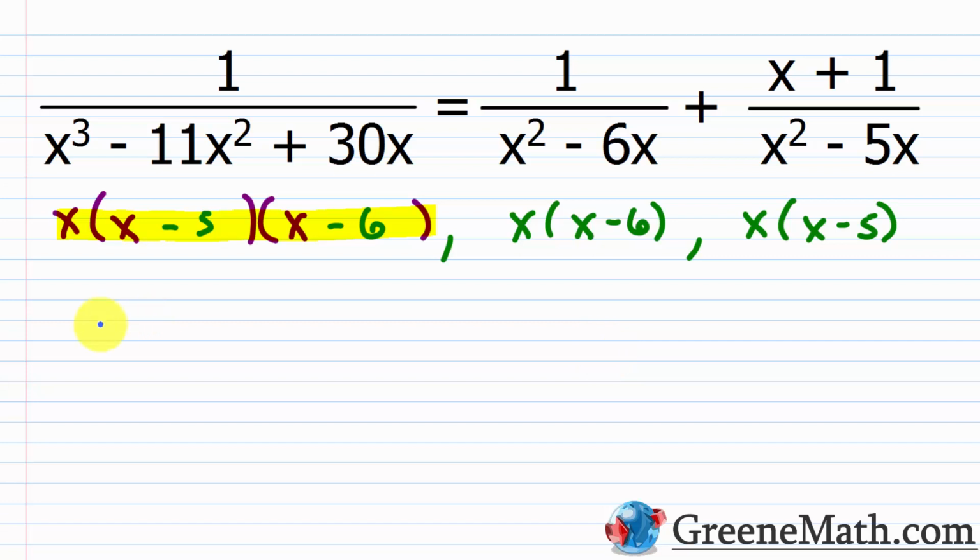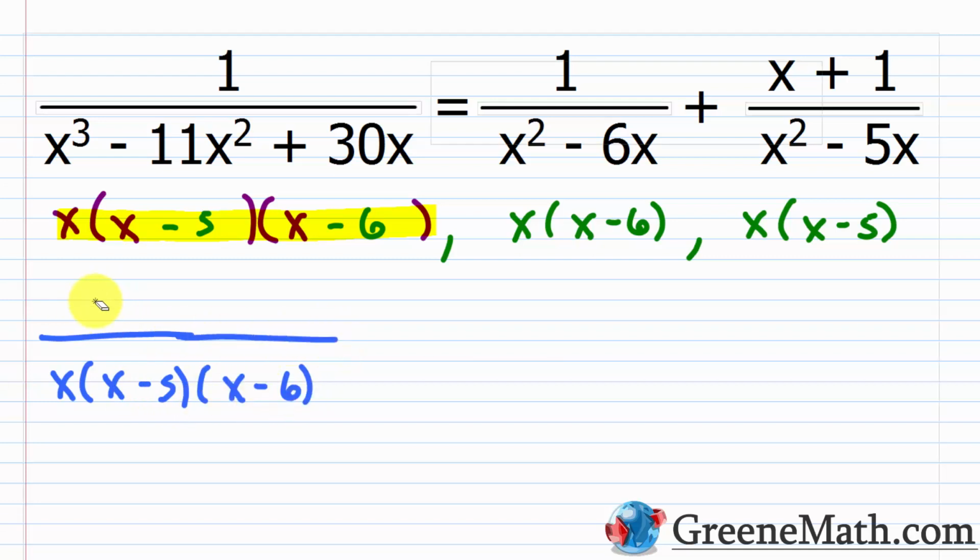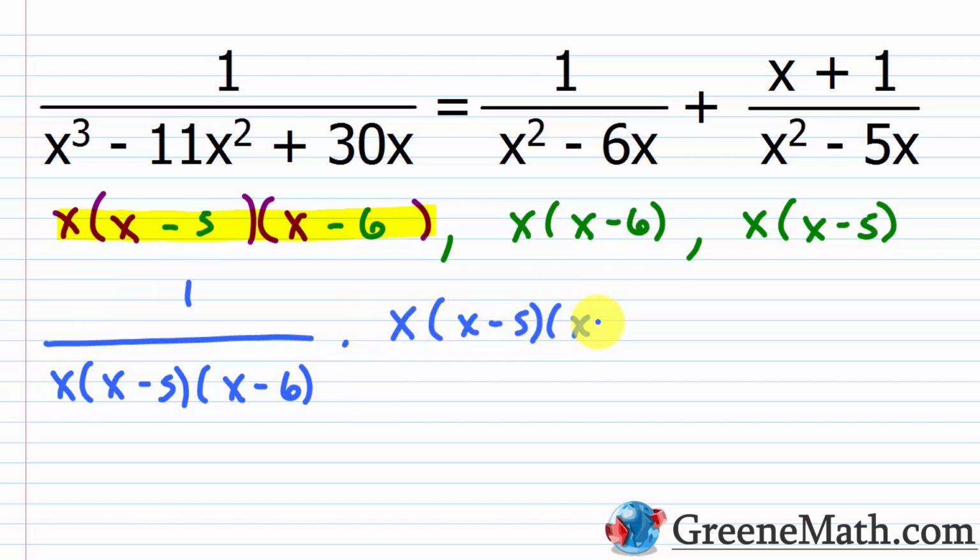All right, so if I have 1 over x times the quantity x minus 5 times the quantity x minus 6, and I multiply this by the LCD, x times the quantity x minus 5 times the quantity x minus 6, what's going to happen? This denominator will cancel with this, and I'll be left with just 1. So on the left side of the equation, I'll just have a 1.